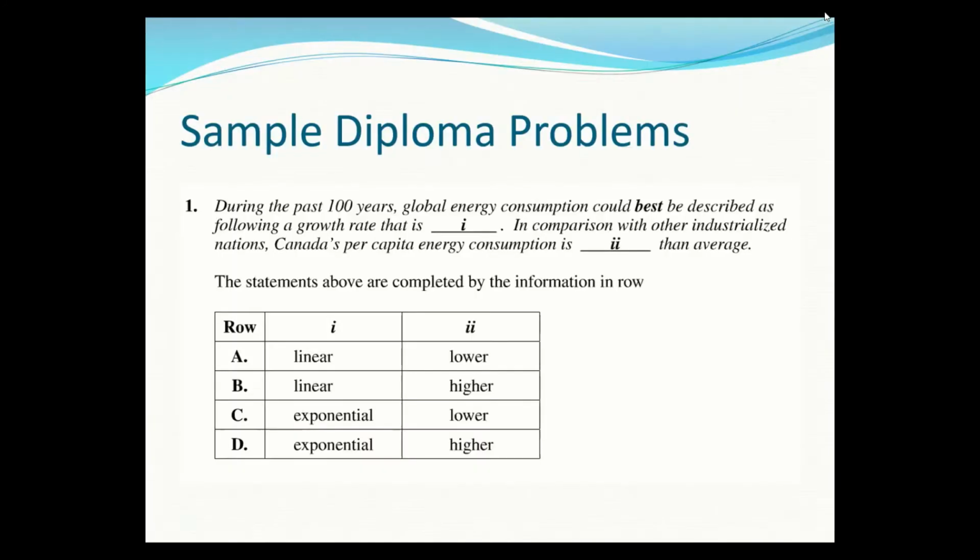So let's do these sample diploma questions. Make sure you try them on your own. During the past 100 years, global energy consumption could be best described as the following growth rate: exponential. So it's going to be exponential. And in comparison to other industrial nations, Canada's per capita energy consumption is higher.